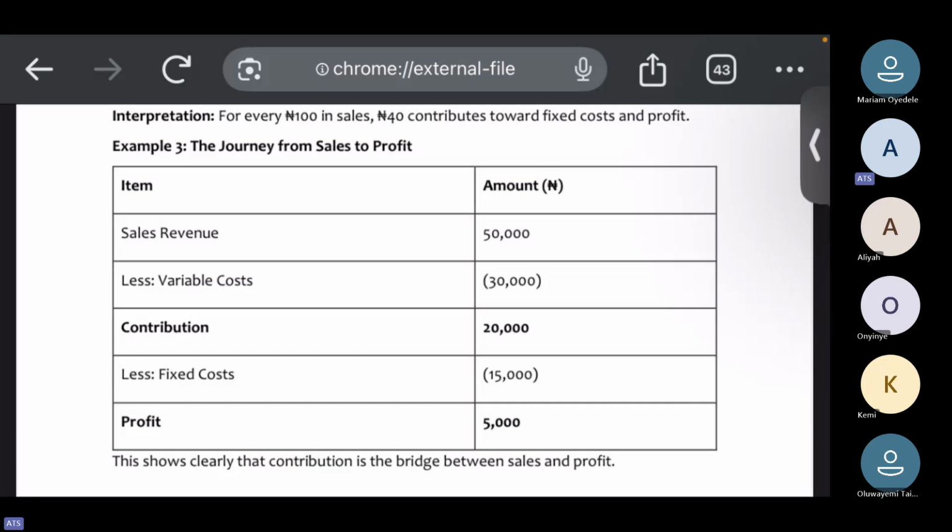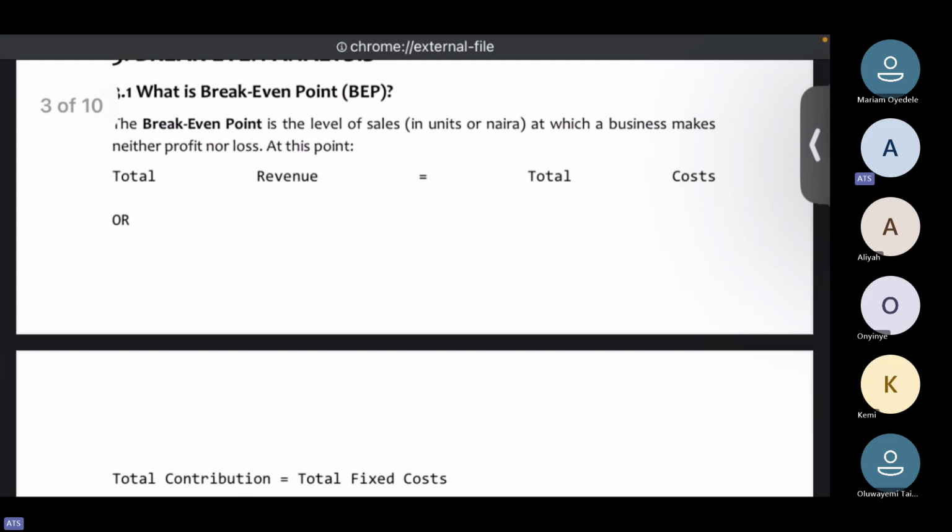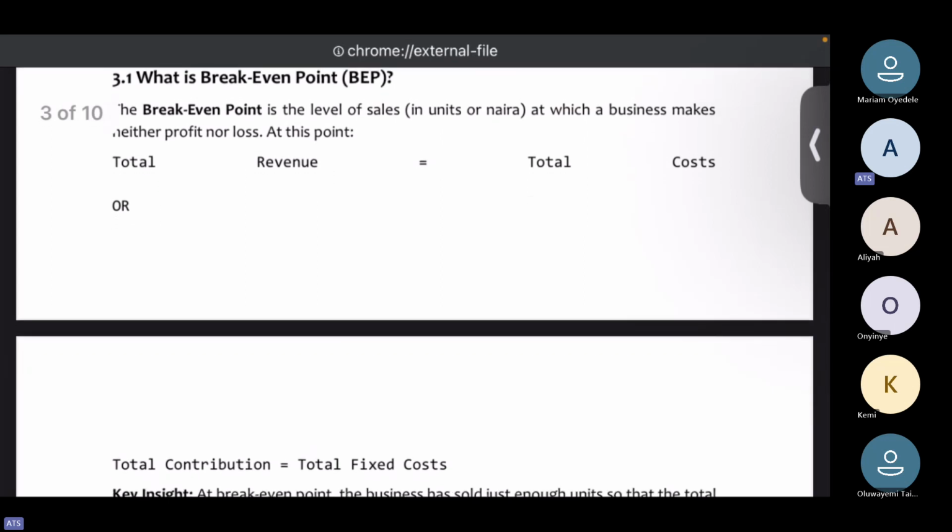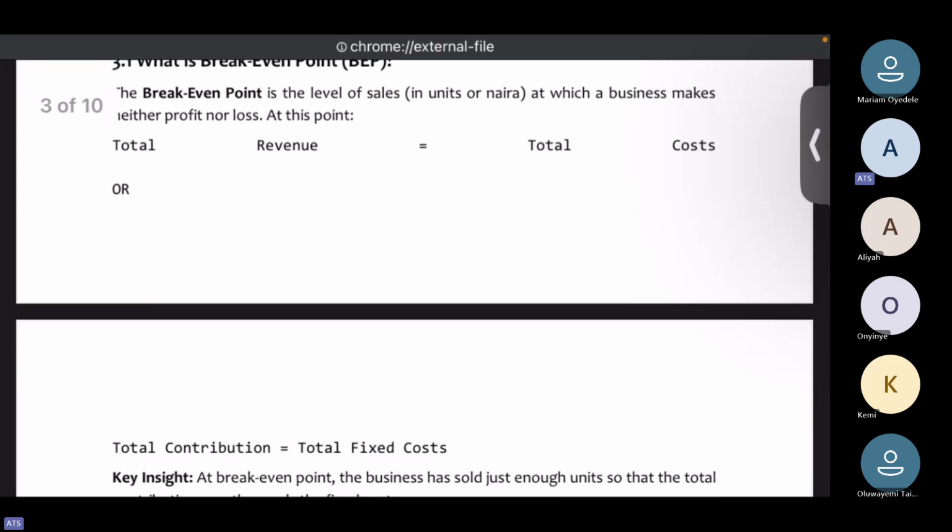Or you can just say it is when your total cost, that means both your fixed and variable, is equal to your revenue. So you have two formulas to get break-even points. Either total revenue is equal to total cost, or total contribution is equal to total fixed cost. Do you understand that?